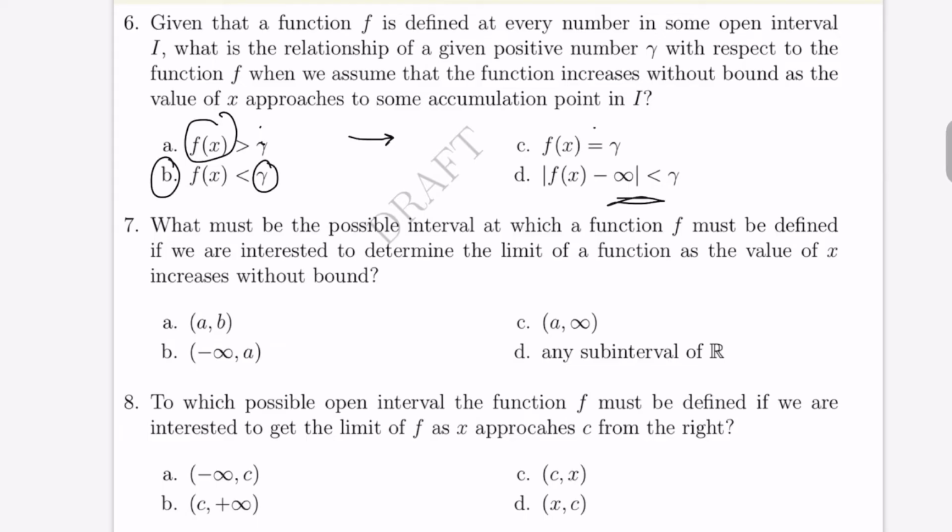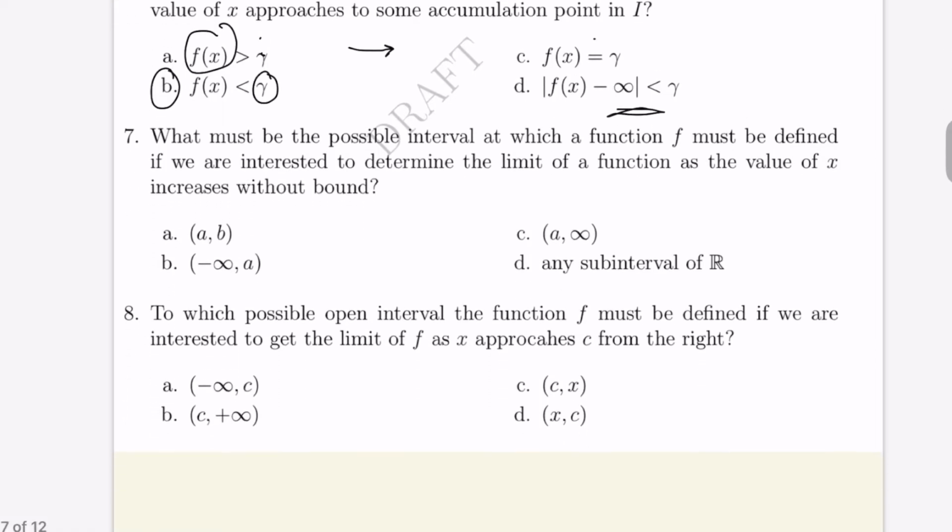Okay. Number 7. What must be the possible interval at which a function f must be defined if we are interested to determine the limit of a function as the value of x increases without bound? So, as the value of x increases without bound, so ibig sabihin, what is our possible interval? So, ibig sabihin, ito.